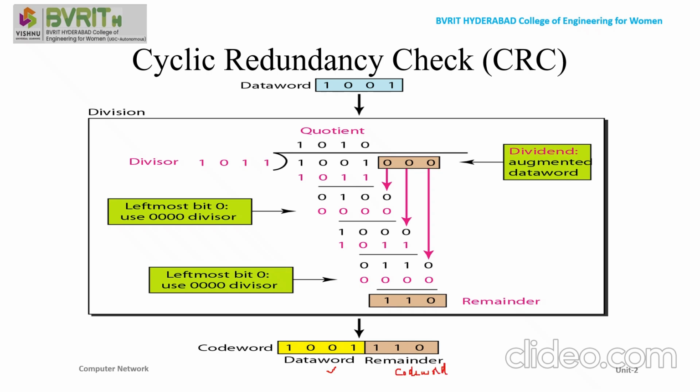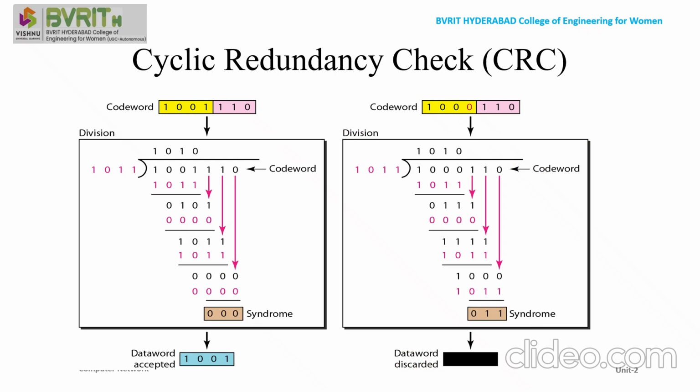Along with the data word and the remainder we obtain, together we call it a code word, and this is the transmitted data we are going to transmit. And we check if the final remainder value is zeros. Now you can observe in this example, this is the actual transmitted data. When we perform modulo 2 division with the same generator polynomial, we get all zeros as the remainder. That indicates that the data we are transmitting is without any errors.